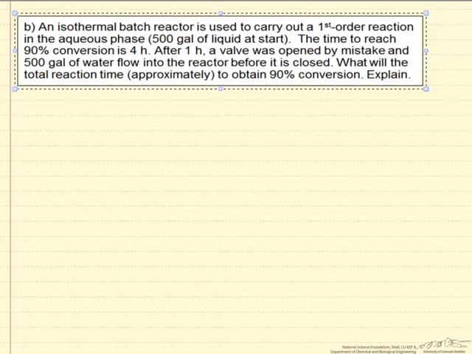While we're running this after an hour, however, a valve is opened by mistake and 500 gallons of water is added into the reactor before the valve is closed again, diluting the concentration of the reactants and products. The question is, what will the total reaction time approximately be to obtain 90% conversion?